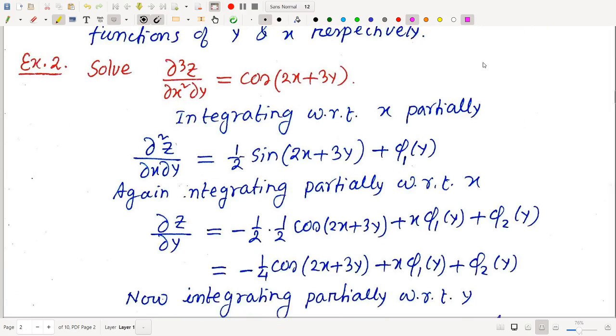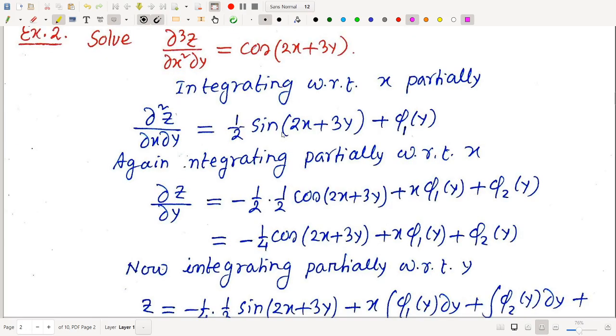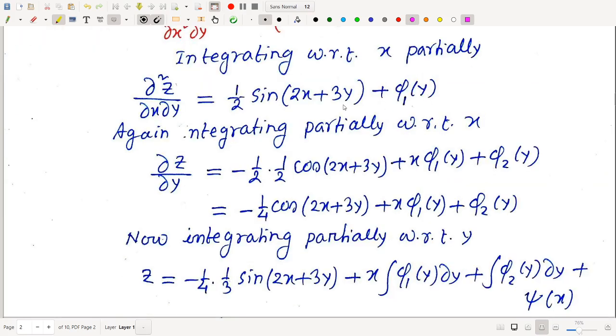Now example number 2, ∂³z/∂x²∂y, a third order mixed partial derivative, is equal to cos(2x + 3y), integrating with respect to x partially. If we integrate with respect to x, this ∂x² will become ∂x only, and this cube will become square. So ∂²z/∂x∂y, right side integration with respect to x, cos(2x + 3y) integration is sin(2x + 3y) into half, the coefficient of x is 2, plus φ₁(y), an arbitrary function, because y is constant under this integration.